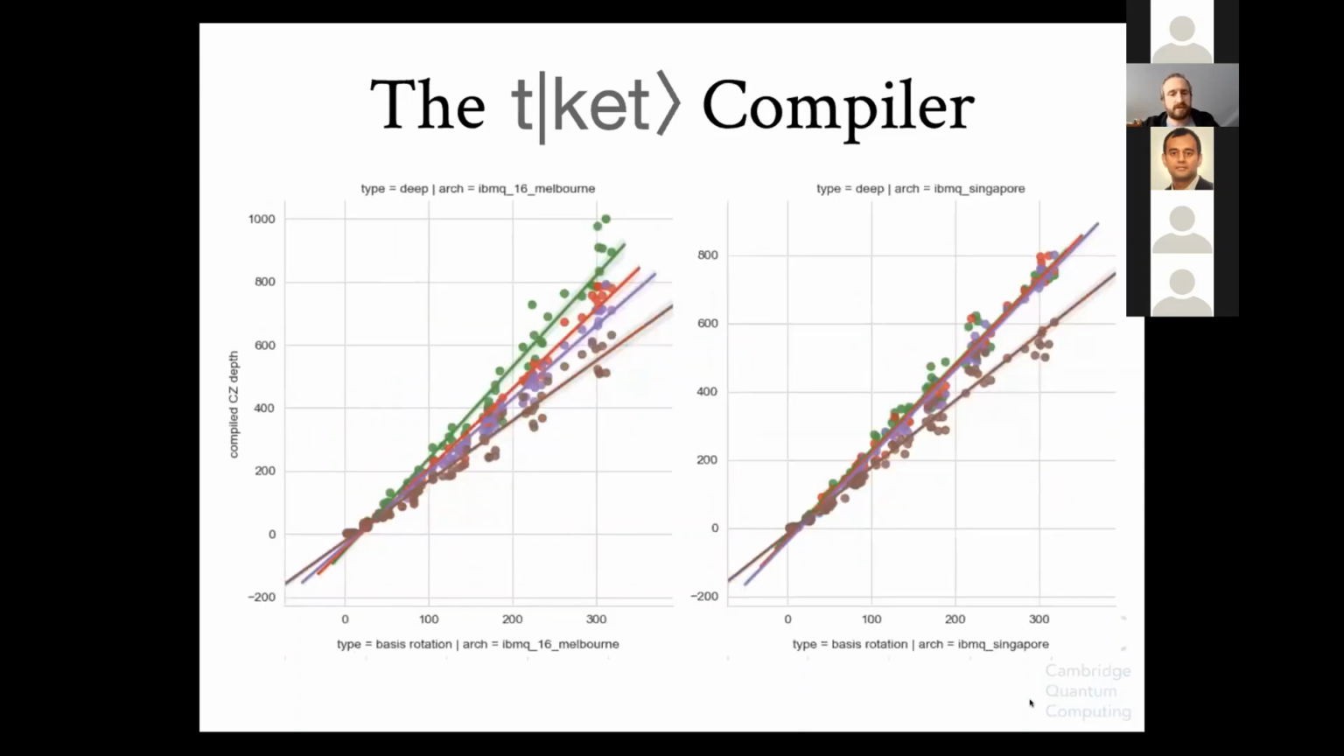So this is a particular set of benchmarks we've devised for testing the performance of different software on very deep circuits of the kind that you might find in some kinds of chemistry simulations. And the green track is tickets of performance. So along the bottom is the size of the input circuit, along the y-axis is the size of the output circuit. So smaller is better.